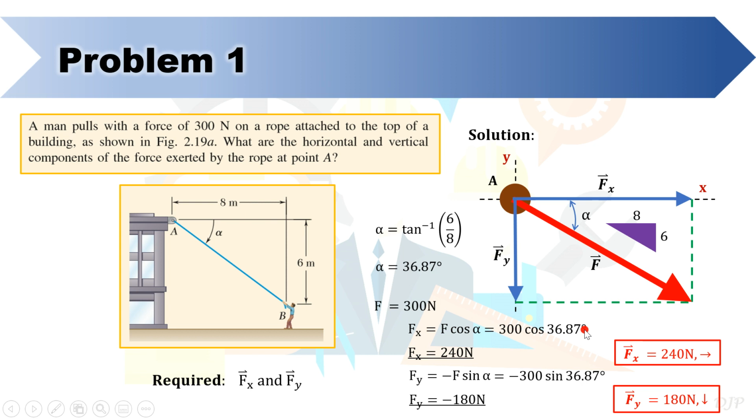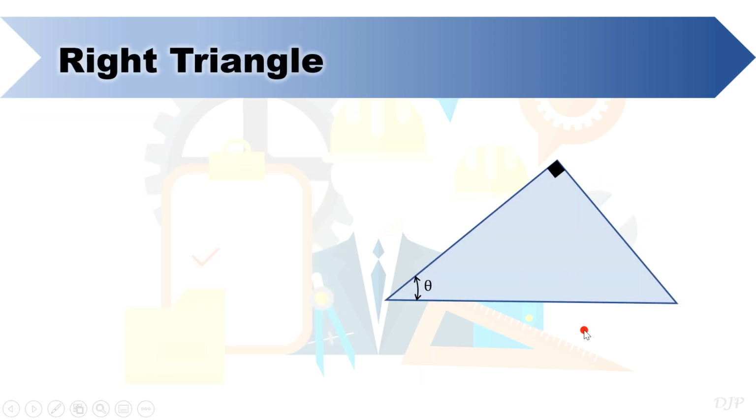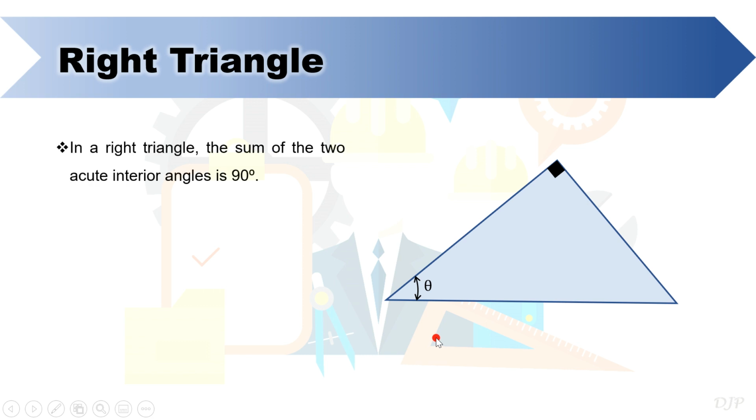Our next sample problem will include special properties of a right triangle. Before we solve that problem, let's just quickly review some of these special properties. Let's consider this right triangle and denote one of its acute interior angles as angle theta. Recall that in a triangle, the sum of two acute interior angles is 90 degrees. This means that the other angle is equal to 90 degrees minus theta.